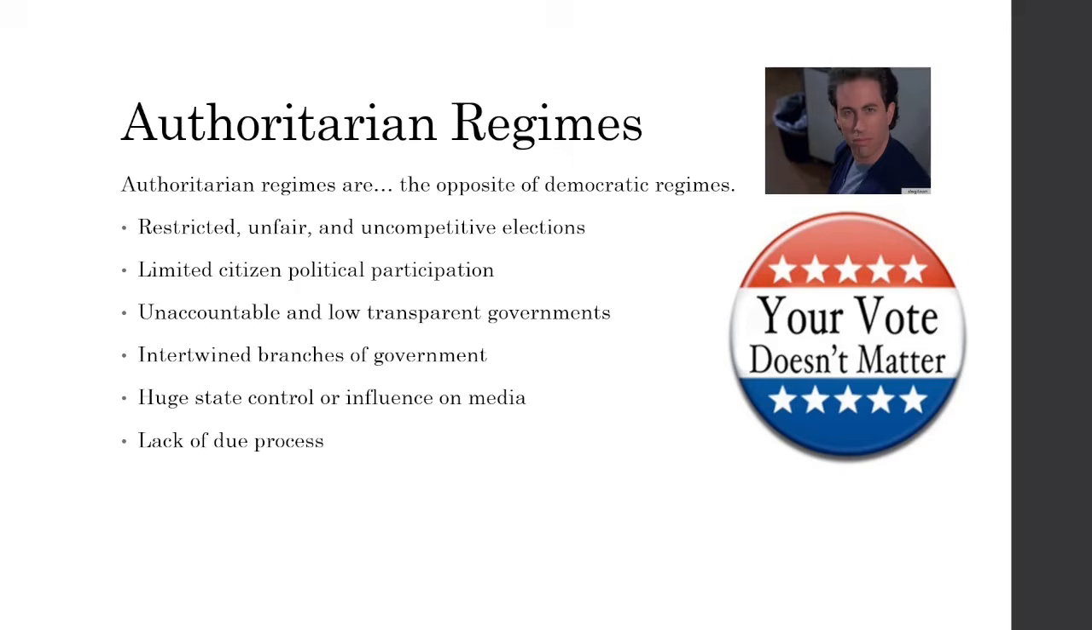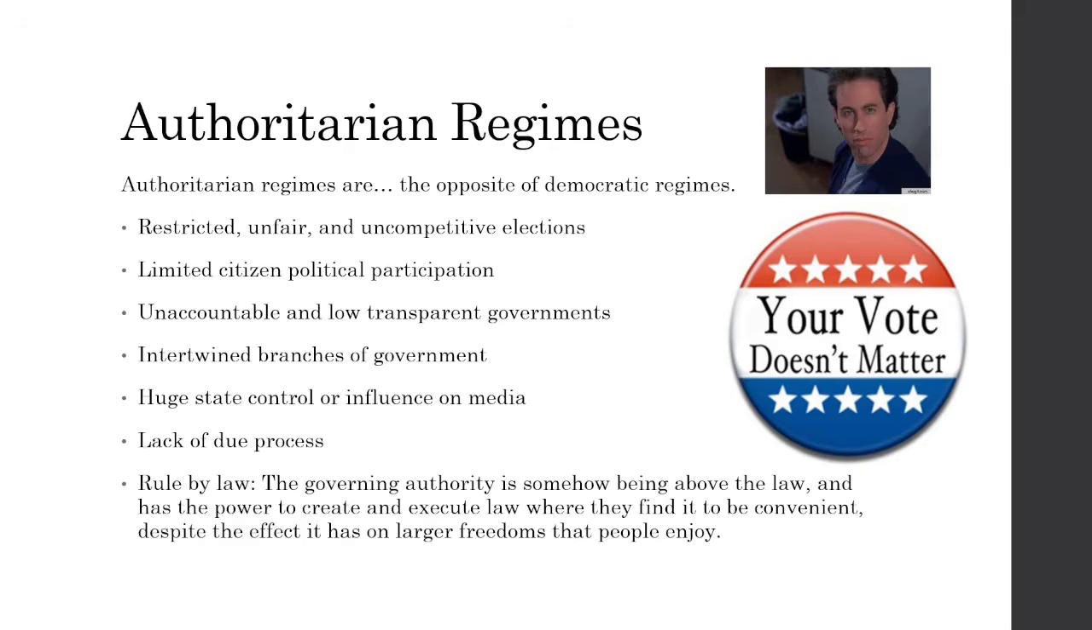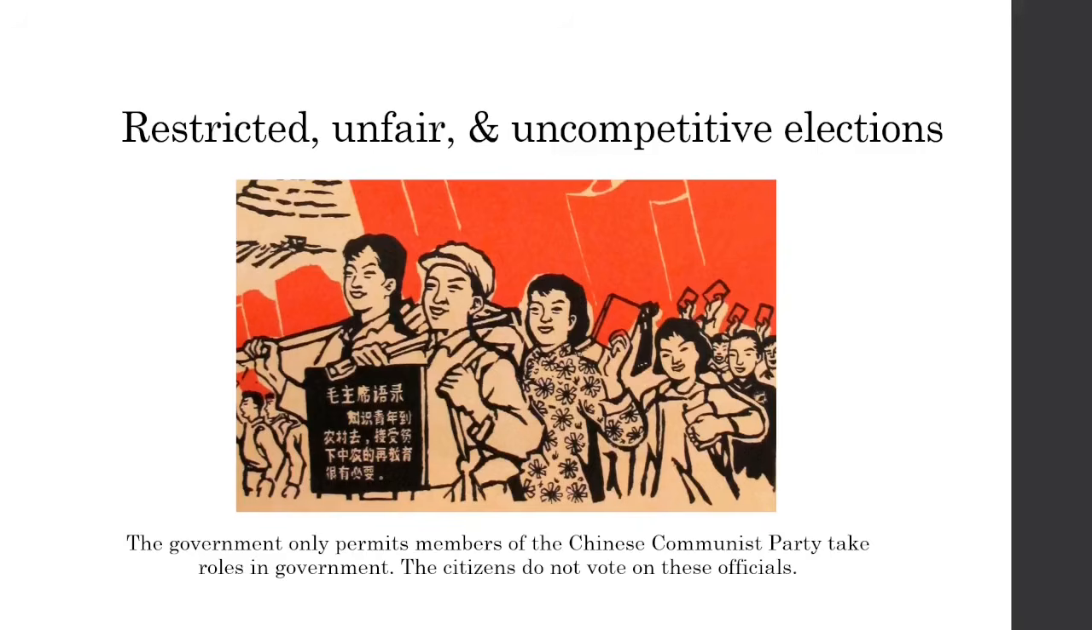That's for sure. And there's a lack of due process. China has a 99.3% conviction rate. You call that due process? Definitely not. And there's something called rule by law. We discussed rule of law, but now we're going to discuss rule by law. So this is where essentially the governing authority is somehow above the law and has the power to create and execute law where they find it to be just convenient for them, despite the effect it has on larger freedoms that people enjoy. It basically takes away people's freedoms, essentially, which is not cool.